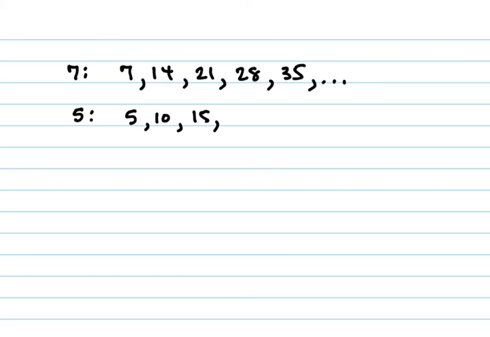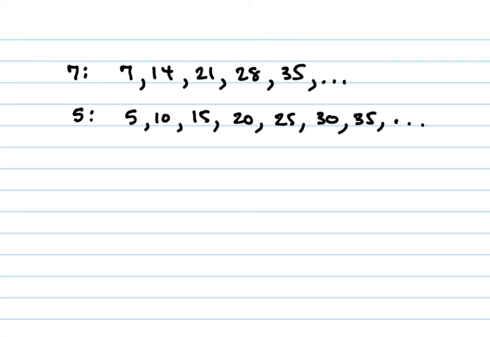So 7 times 1 is 7. Times 2 is 14. Then 21. Then 28. 35. And they go on forever, right? Okay. Let's say we want the common multiples of 5. 5 times 1 is 5, then 10, then 15, then 20, then 25, then 30, then 35, and they go on forever, yes? Okay?